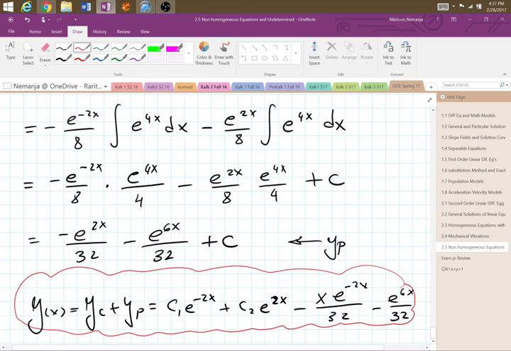And that's 2.5. We'll take a short break and then word problems. Forced oscillations and resonance.